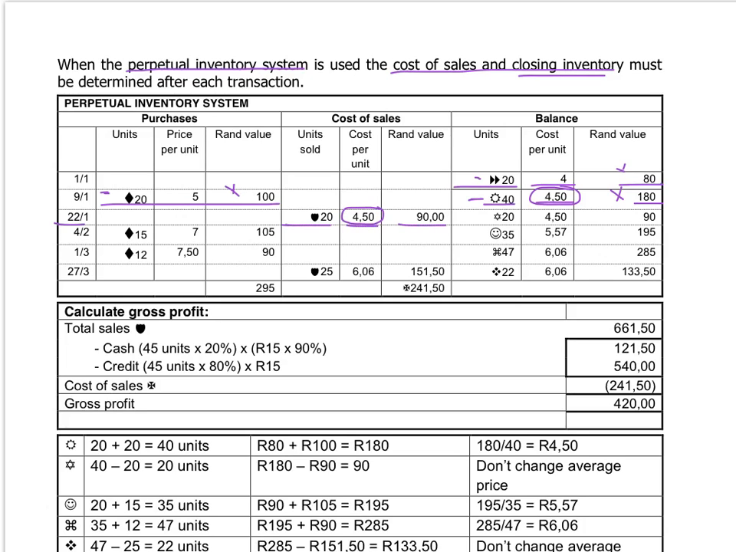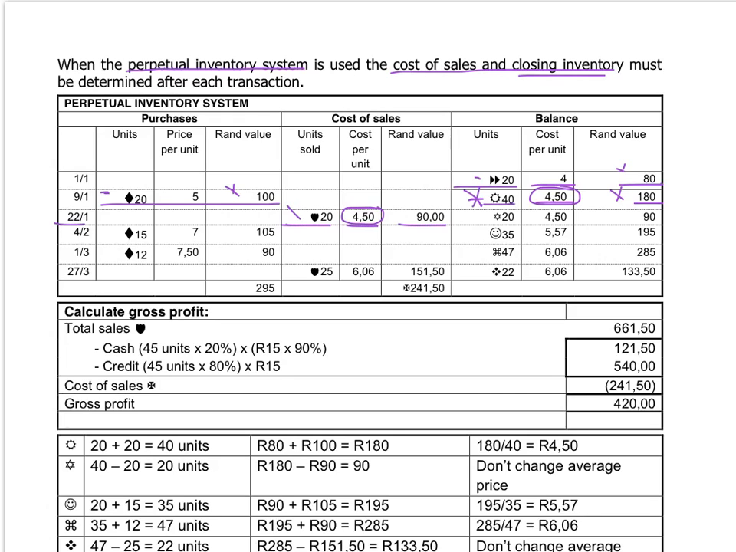Now I have to calculate my weighted average again. When we sell goods, we don't change the weighted average. We only change the weighted average when we buy goods or we return goods to creditors. Here we had 40 units.